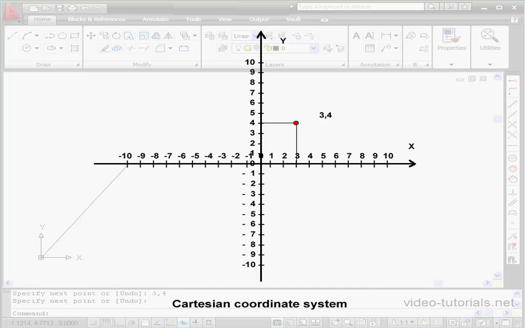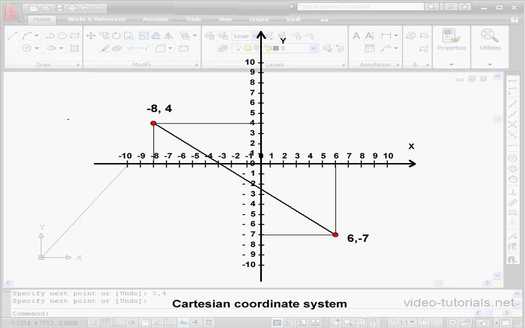Okay, let's check out another point, this time in the negative x direction. Here's a point with coordinates -7, 10. In other words, I've moved 7 steps in the negative x direction and 10 steps in the positive y direction. Let's take a look at one more point. This point has coordinates of -5, -9. Now let's talk about how to create lines in space using Cartesian coordinates. In this example, my line connects the 2 points -8, 4 and 6, -7.